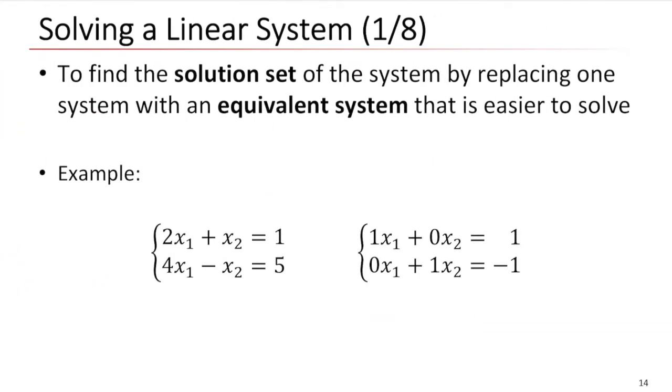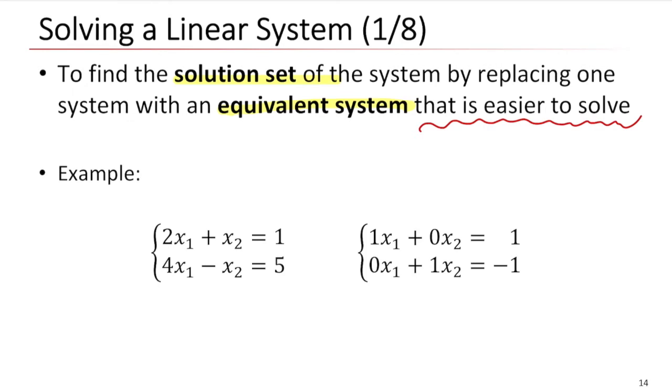Okay, so let's go back to the lecture. We have a linear system. Then how can we solve this in a systematic way? The basic strategy is to find the solution set by replacing one system with an equivalent system that is easier to solve. What does that mean? Let's see the example.